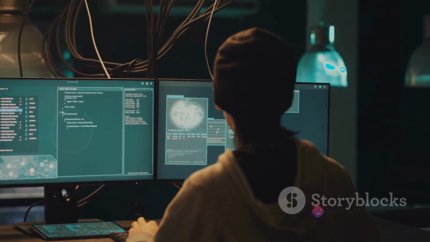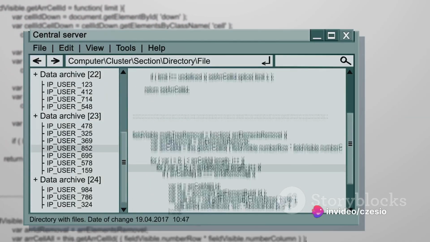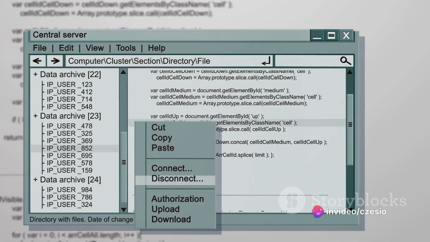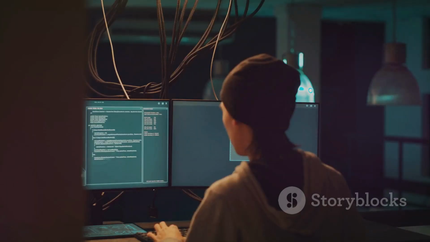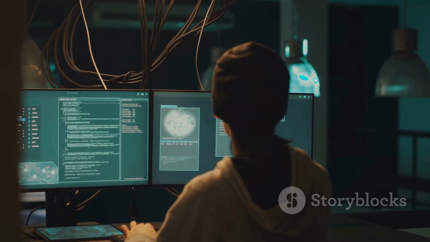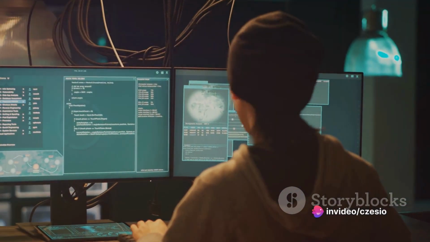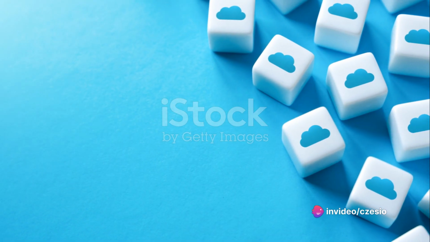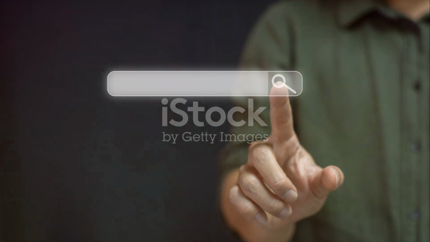Then we have UDP scanning. While TCP scanning focuses on the transmission control protocol, UDP scanning targets the user datagram protocol. This can be a more challenging process as UDP is connectionless and doesn't provide the same direct responses as TCP. However, it's beneficial for discovering services that use UDP, such as DNS or DHCP.